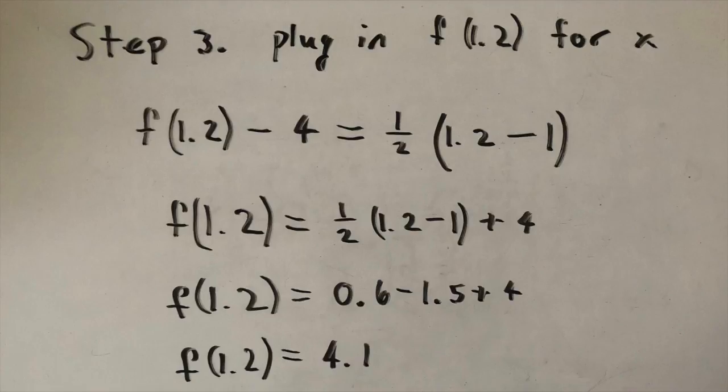When you multiply all that out and add it all together, you're going to get f of 1.2 equals 1/2 parenthesis 1.2 minus 1 parenthesis plus 4. F of 1.2 equals 0.6 minus 1.5 plus 4. And that'll equal f of 1.2 equals 4.1.